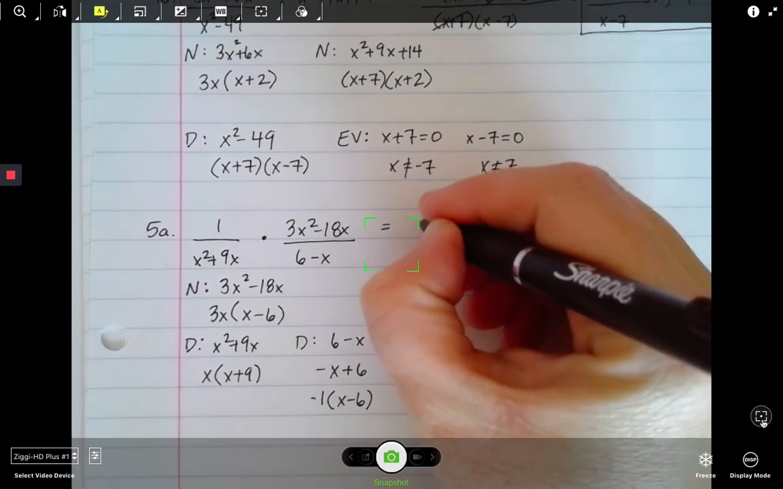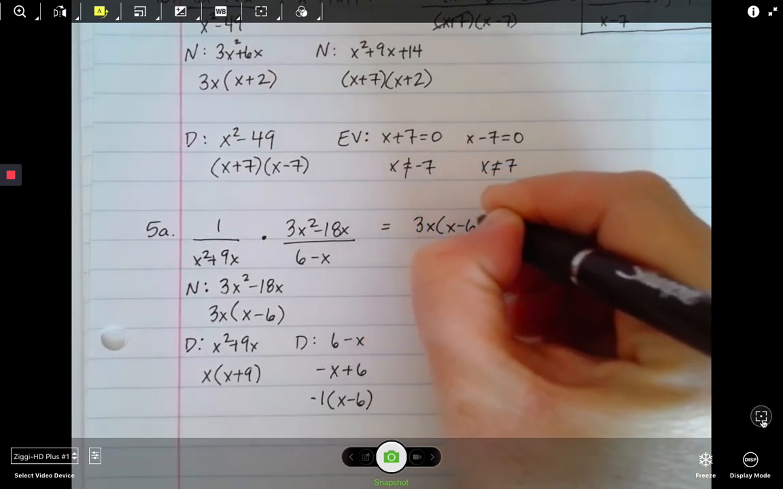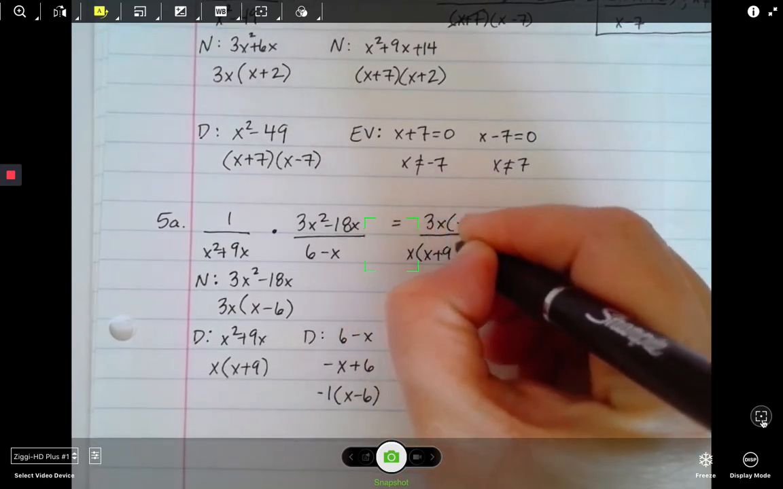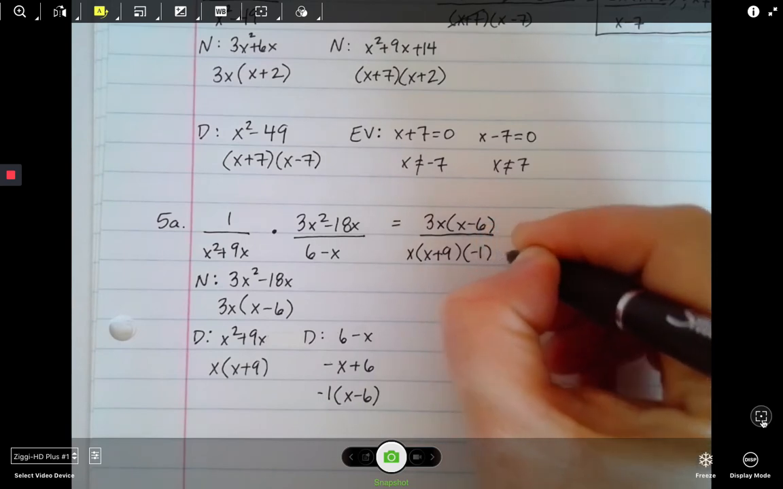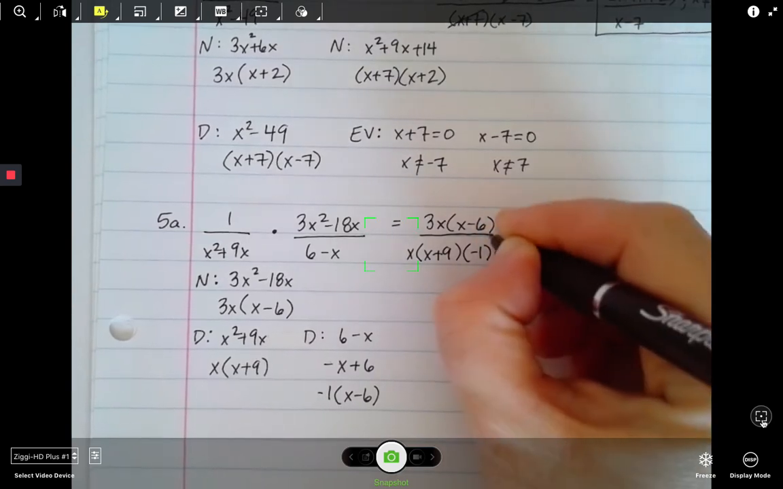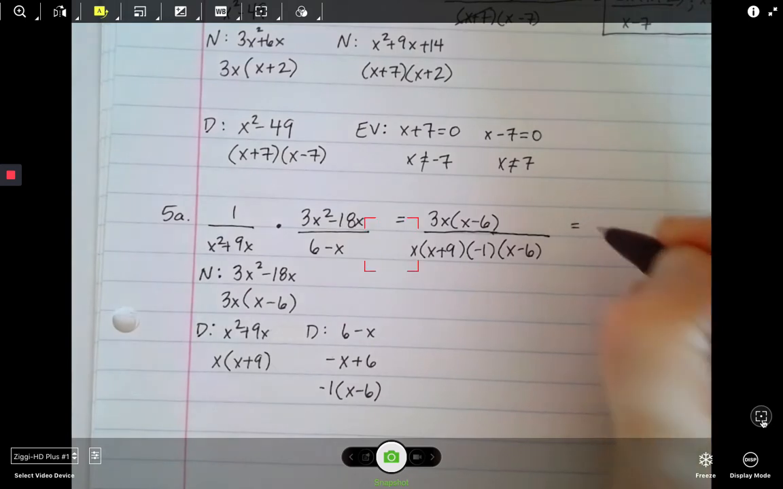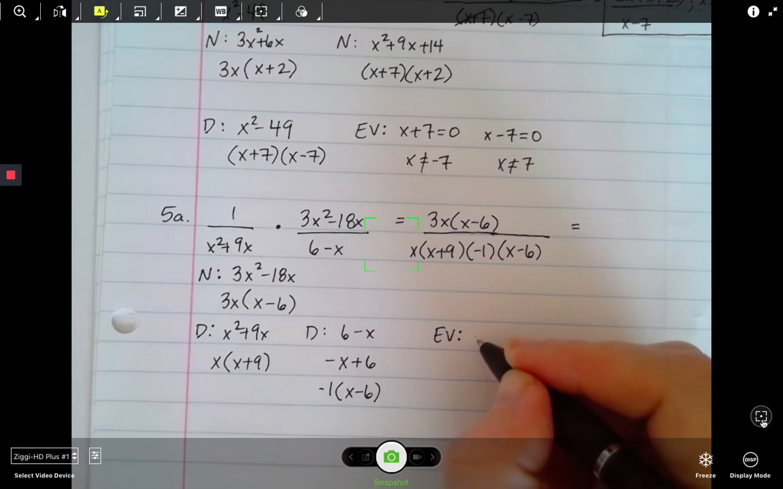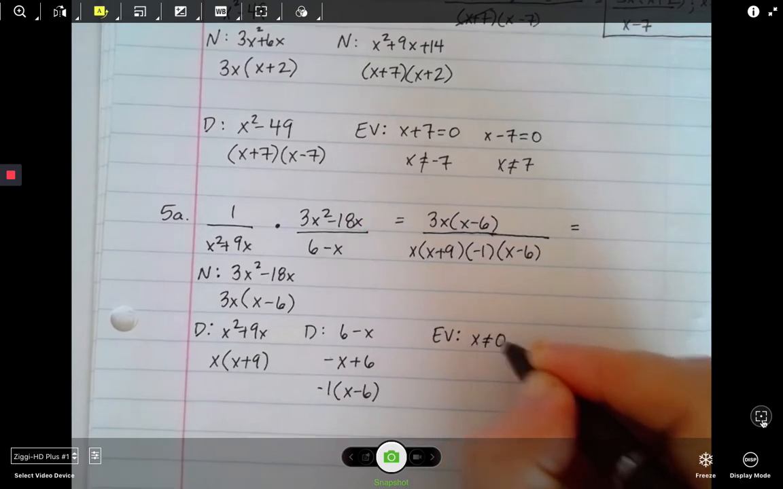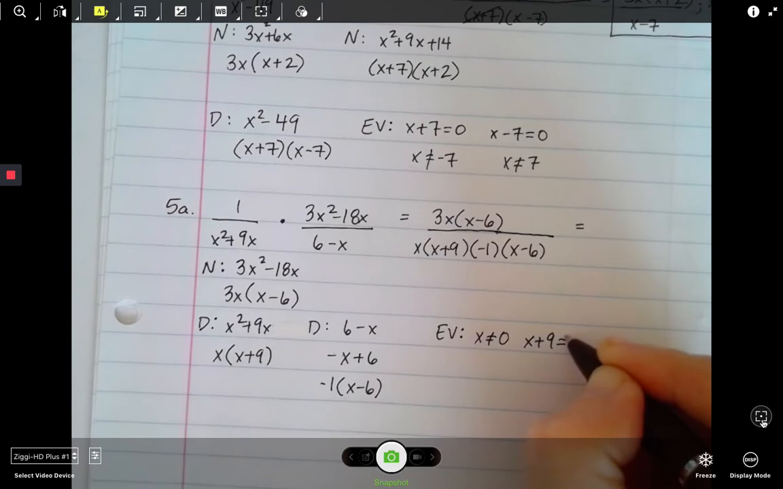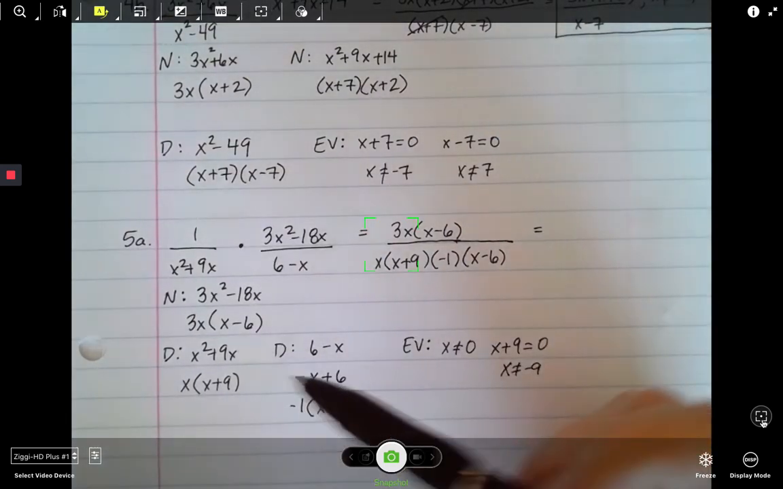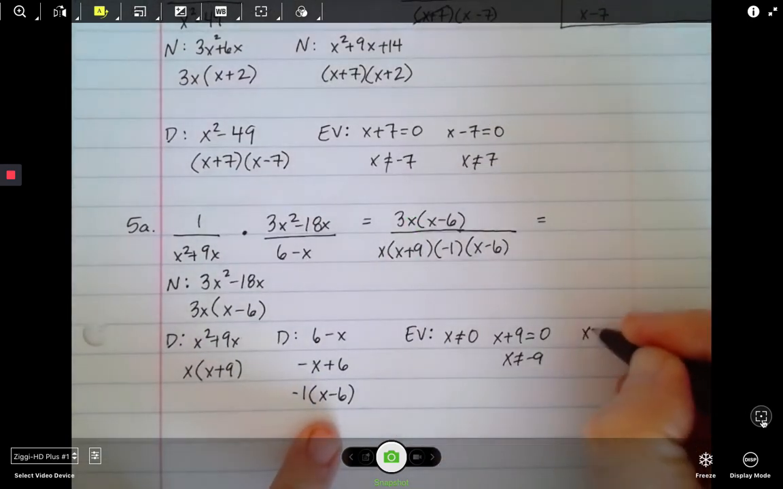Rewrite it. I've got 3x times x minus 6 in my numerator over x times x plus 9 times negative 1 times x minus 6. But I can't forget those excluded values. X cannot equal 0. X plus 9 cannot equal 0, so x cannot equal negative 9. And then I've got x minus 6, where x cannot equal 6.